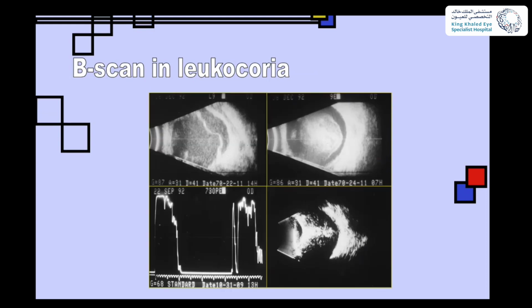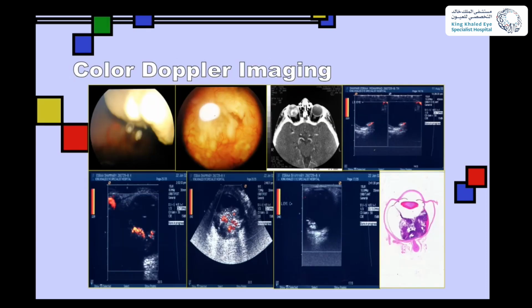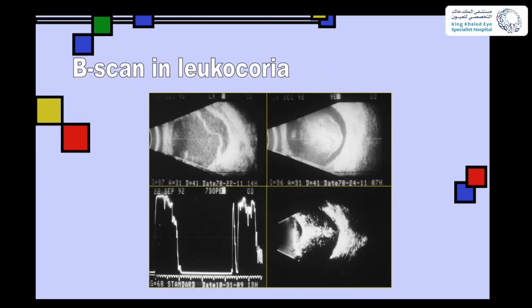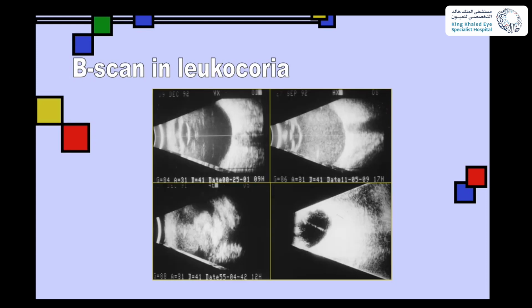This is a case of B scan. Look at the scan. This is a normal scan. There are no masses. I mean, this is just a vitreous hemorrhage. This is retinoblastoma, and this is a PHPV.